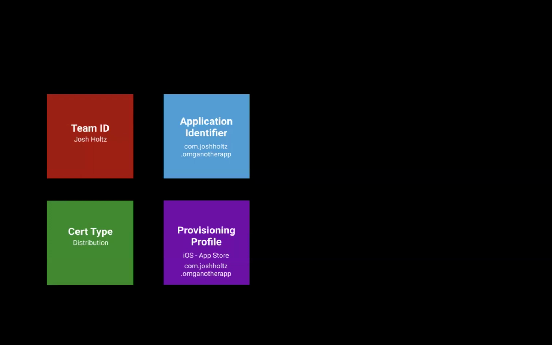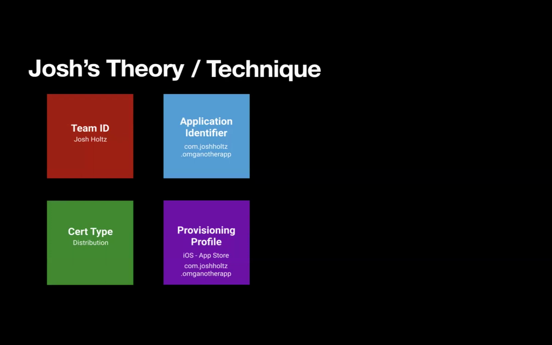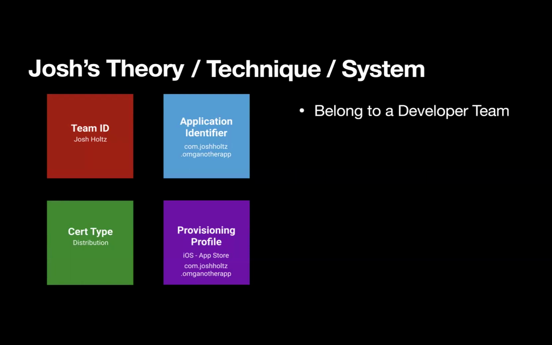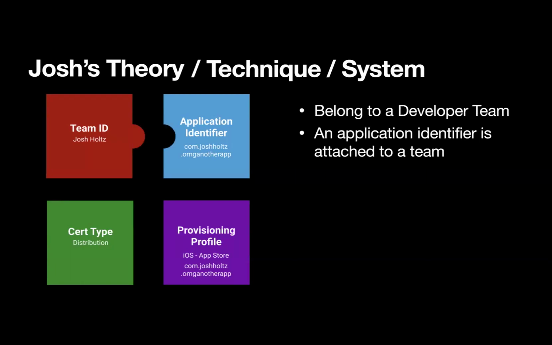So we have these four parts that come to signing, but how do they relate to each other? So I have a theory, technique, system. I don't know what the word is, but when I was going through this, I wanted some nice way to think about how all these relate and how I can solve these issues that I saw. So you belong to a developer ID. You have an application ID that is attached to a team.